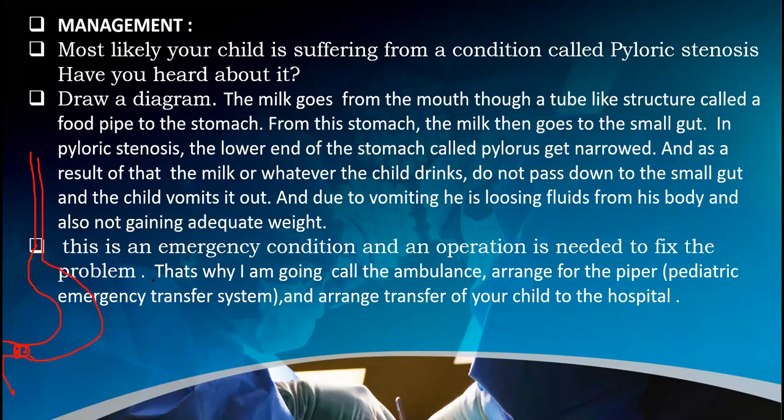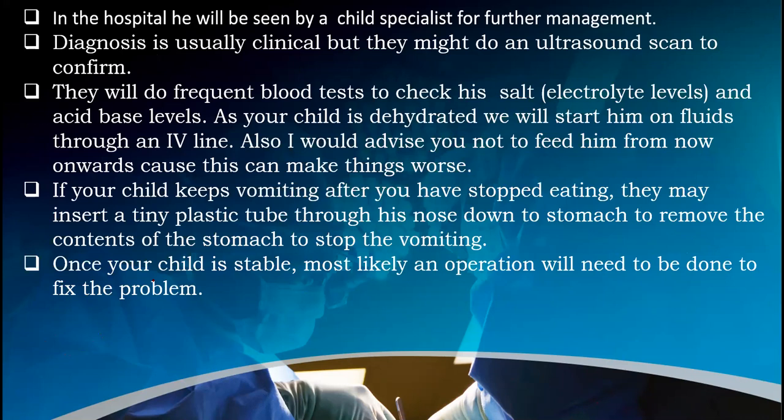the main management. The main thing is, you are in a GP clinic, you need to send this child as soon as possible to the hospital. It could be air ambulance, it could be just roadside ambulance, whatever it is, send the child to the hospital first. Then this child needs to be resuscitated. So in the hospital, they will check the blood for salt and mineral levels. They will replace it. They will put him on IV fluid and nothing by mouth. And also they can do an ultrasound to confirm the diagnosis. And the most important is to talk about that an operation will be needed to fix the problem.